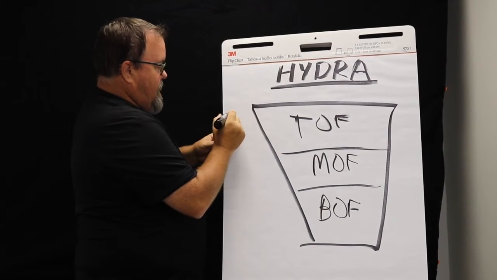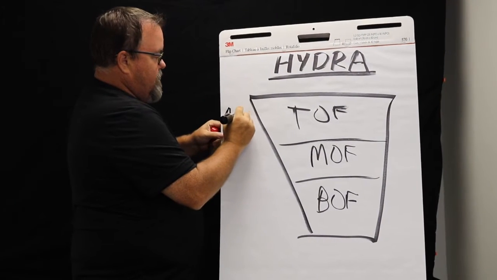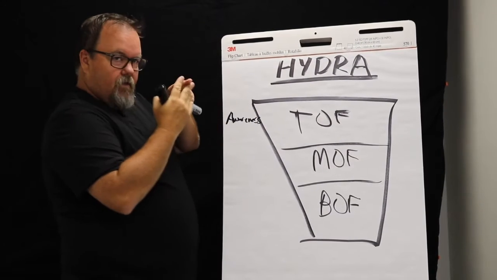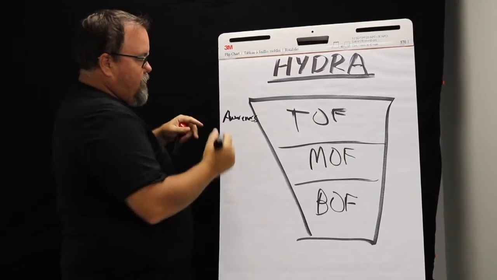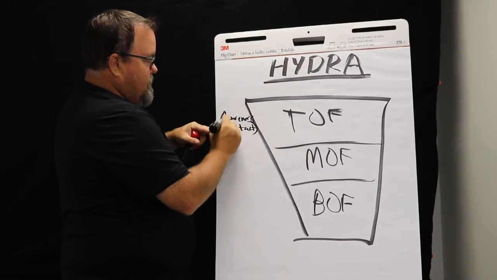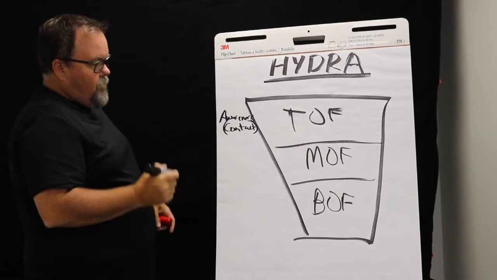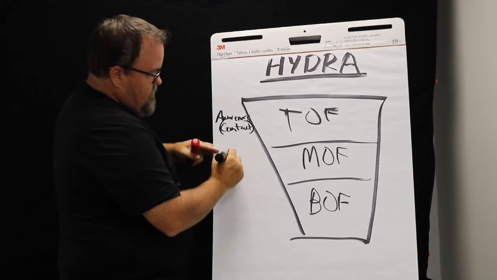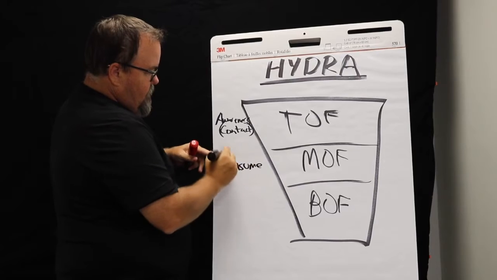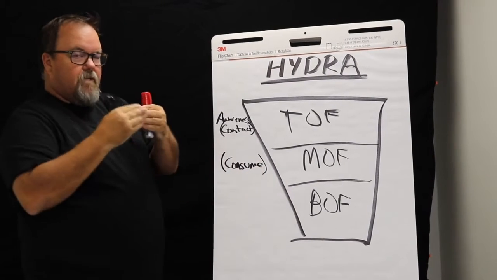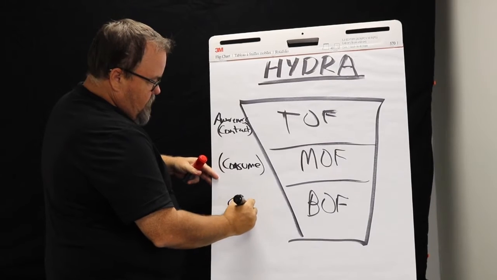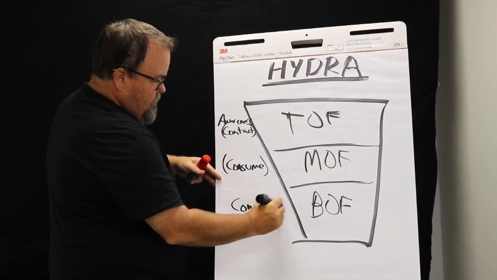So your top of funnel ads are for awareness. In our alliterative thing that we do, this is contact. This is when people make first contact with you. Your middle of funnel ads are where they start to consume from you, and this is where they're deepening the relationship. And then the bottom of funnel is where hopefully some of them convert.